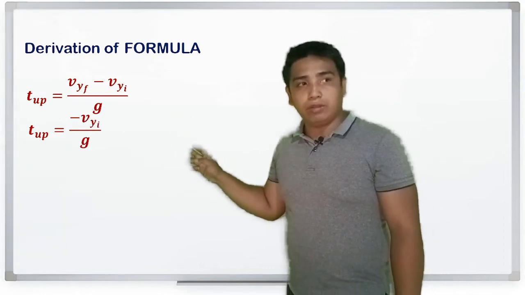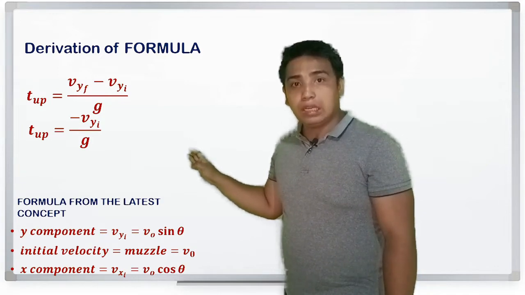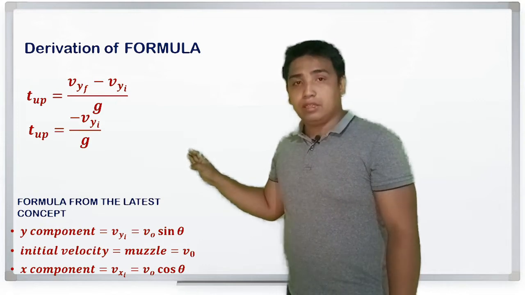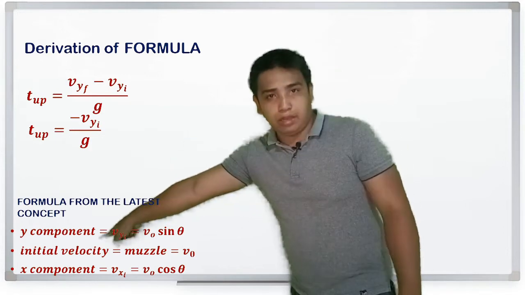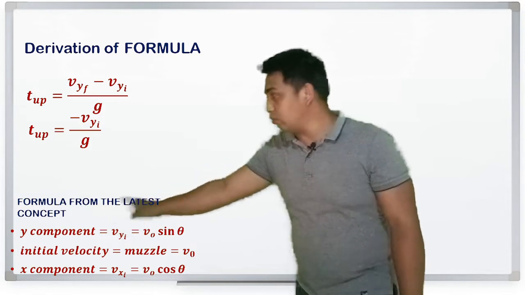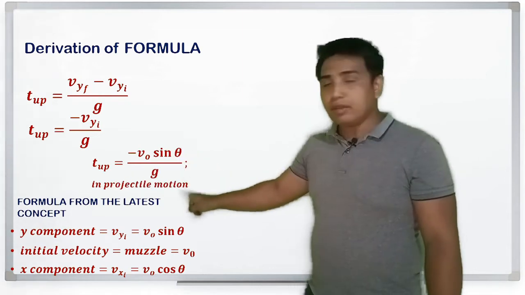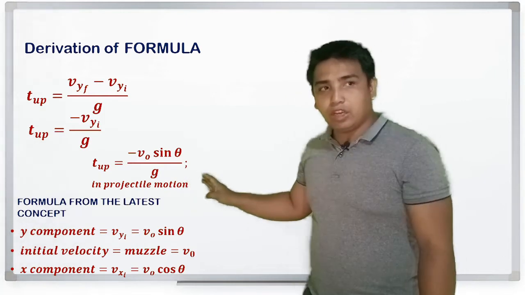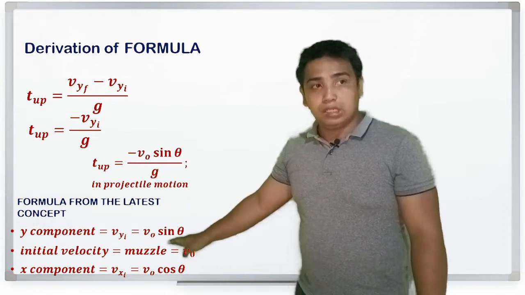But we also found out, according to our study of trigonometry and component vectors, that this Vyi, the upward velocity, is equivalent to the y component, which is right there. So Vyi is equivalent to Vo sine theta. I have to substitute it right here. So t up is equivalent to negative Vo sine theta over g. And the value of the acceleration due to gravity is negative, so negative divided by negative will be positive.